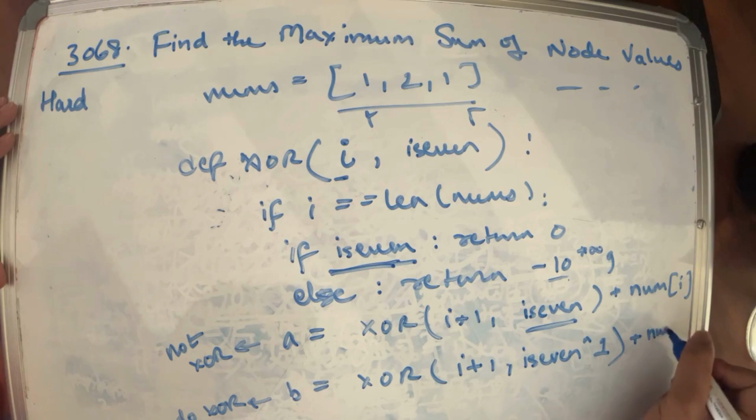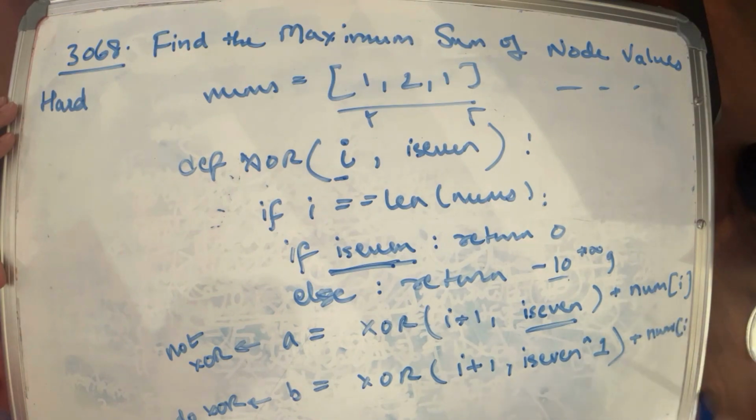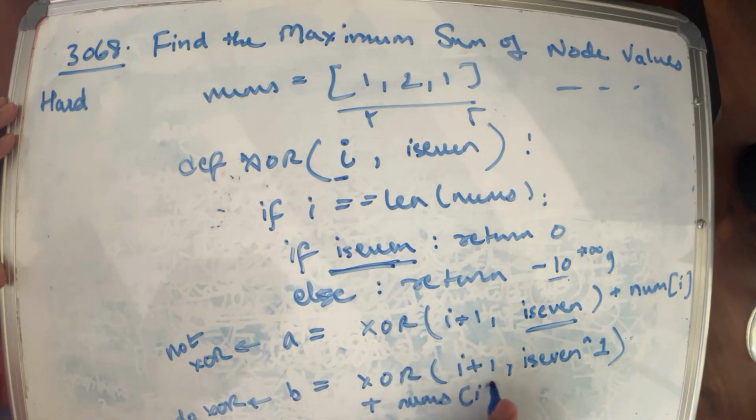And nums of I, we do a XOR operation on this, right? This operator does XOR for the given particular value. So we know this will be our basic recursion, right? And then we return our max of a comma b. And this is how we will know what our result is.